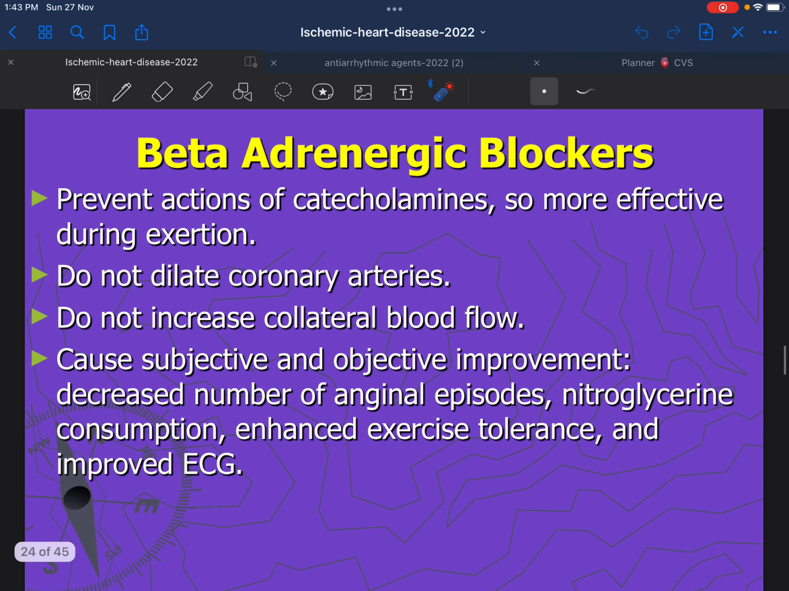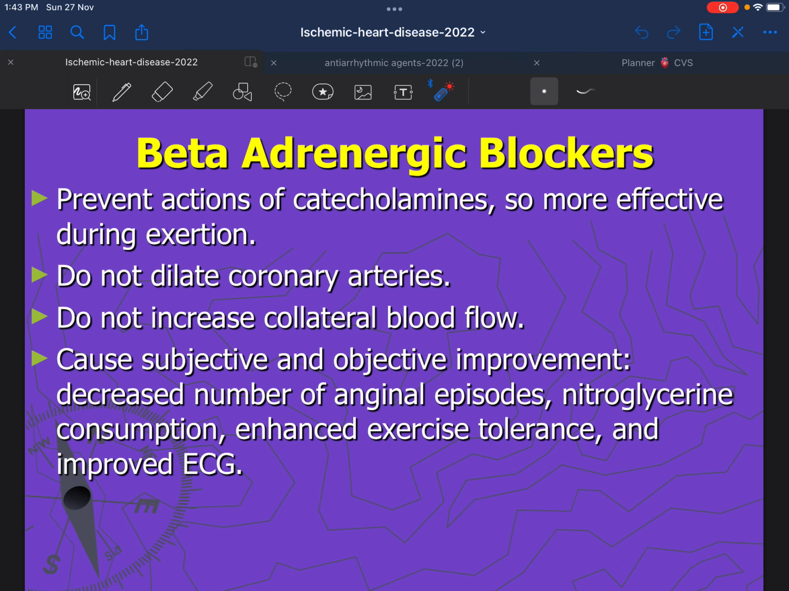The next group of drugs is beta-adrenergic blockers. So what are these drugs? They prevent the action of catecholamines, so they're going to be more effective during exertion. What do I mean by that? When I perform exercise, we have more adrenaline pumping out in our body, so that means more catecholamines circulating. So if I use a drug that blocks these catecholamines, this effect will be more evident or more beneficial when I'm exercising because I have more of those agonists.